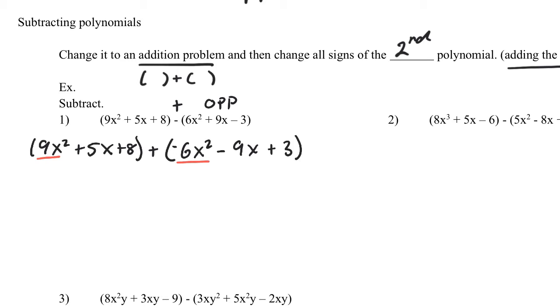Combine like terms. 9 plus -6 is 3. So we have 3x squared for our first term. 5 plus -9 is -4, so minus 4x for our second term. And 8 plus 3 is a positive 11, so we have plus 11. Just double check that it's in standard form. If I look at my exponents, I go 2, 1, 0, so that's decreasing, so we're good. So subtraction is really just an addition problem that we have to manipulate a little bit. Let's do a couple more.